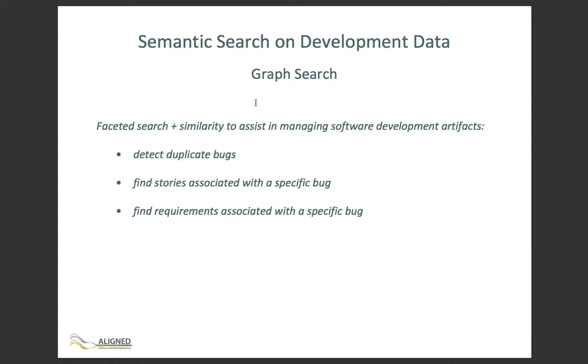Graph search is a faceted search built on development data, used for managing development artifacts. We integrated similarity results from the Unified Views pipeline into the graph search to find duplicate bugs. This also helps us in finding stories which are related to a specific bug, or requirements which are related to a specific bug.